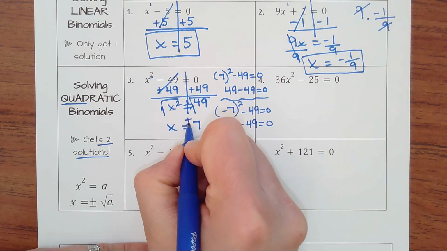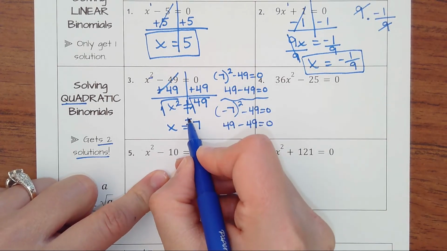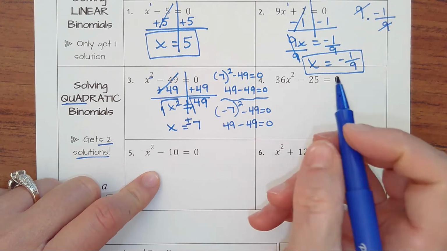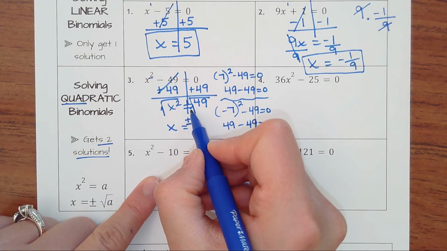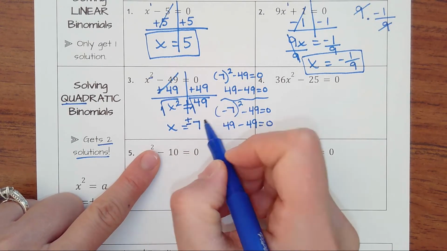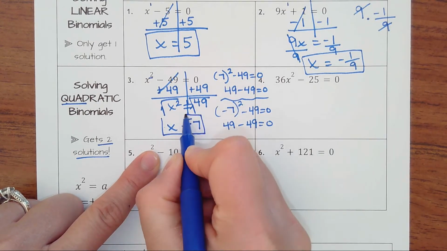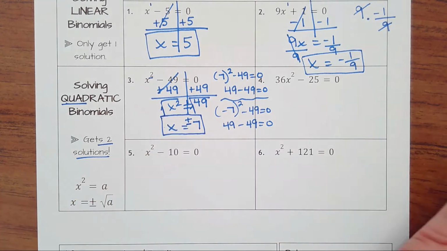So what you get are two answers, and we write this little plus minus sign in front of our number. So you have to remember that when you square root in an equation, that means you get the positive and the negative version of that answer, because when you plug it back in and square it, they both become positive.